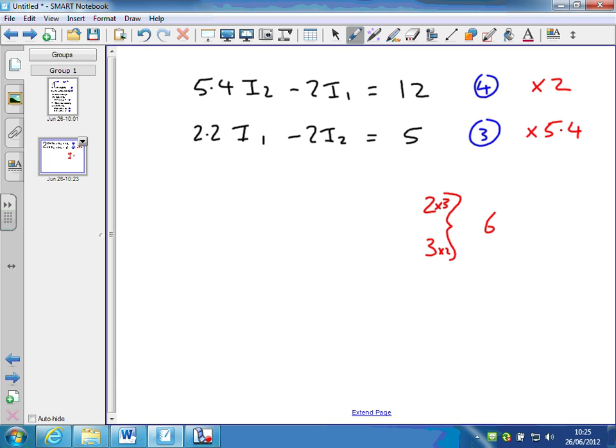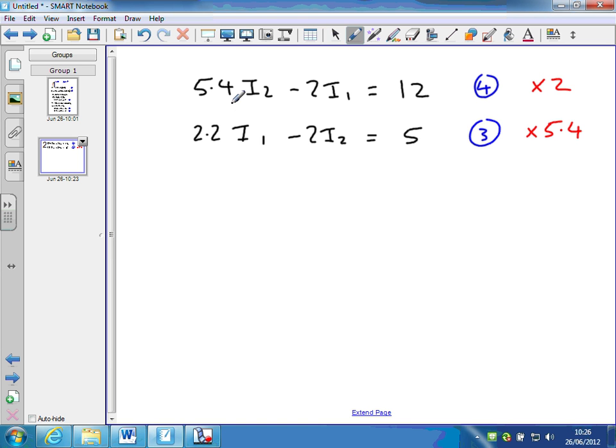If I multiply equation 4 by the number that's in front of I2 in the second equation, i.e. 2, I'll get the same answer as if I multiply equation 3 by the number that's in front of I2 in that equation. So that sort of thing will always work. So if I multiply equation 4 by 2 and equation 3 by 5.4, I'll then get two further equations where hopefully I2 will be the same. See if you can carry on from there and work it through, but I'll carry on myself.